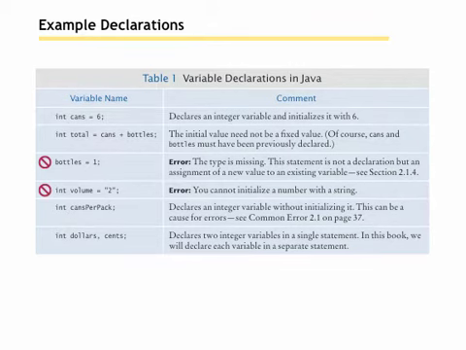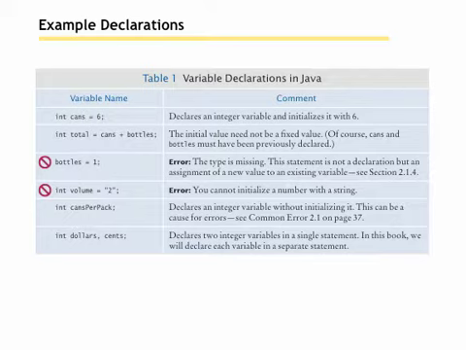Here's an example of some variable declarations in Java. Int cans equals 6. The variable name is cans. And the comment, what we're telling another programmer about this statement, is that it declares an integer variable and initializes it with 6. Int total equals cans plus bottles.